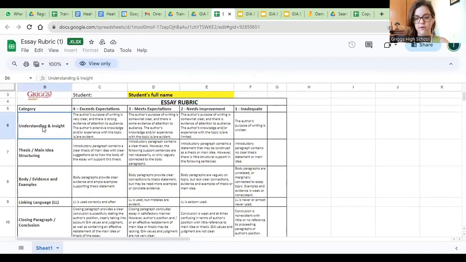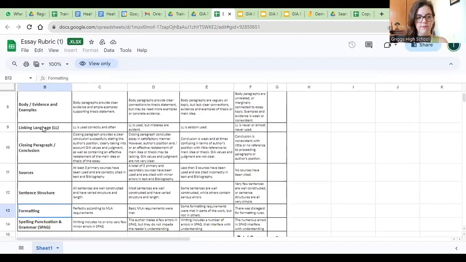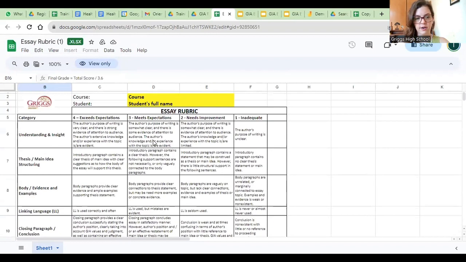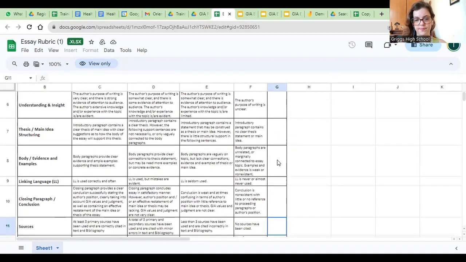Then just put the course name, student's name. Here you have the categories of what is being evaluated. Here you have exceeds expectations, meets expectations, needs improvement, inadequate. And here you're going to put a value up to. This is not, oh, view only, of course. But anyways, you're going to put a value up to 4.